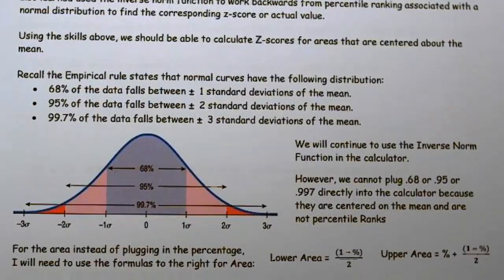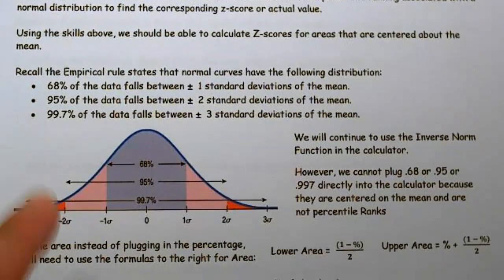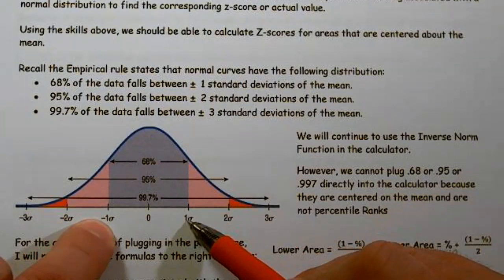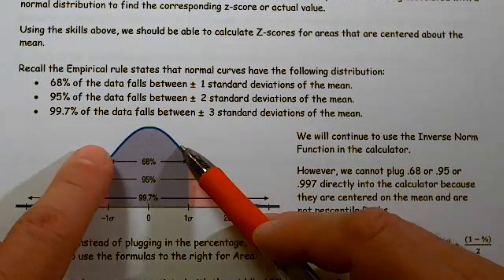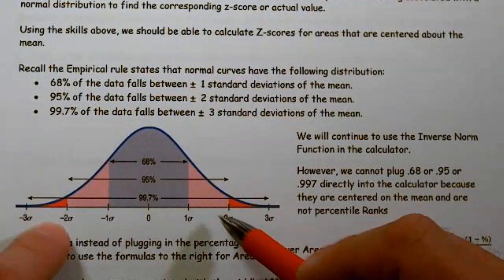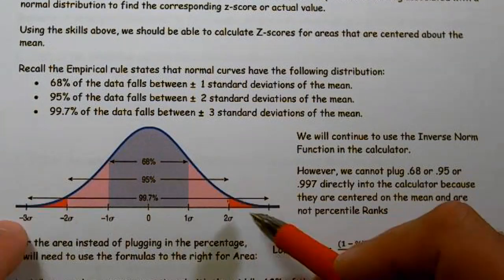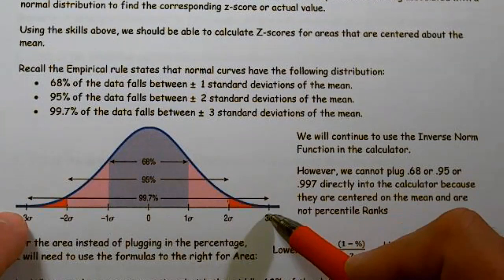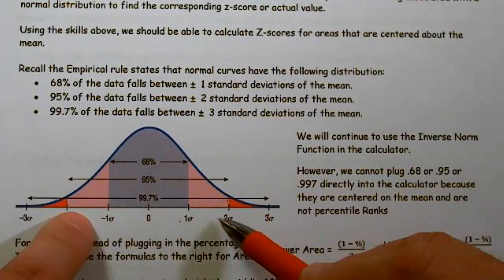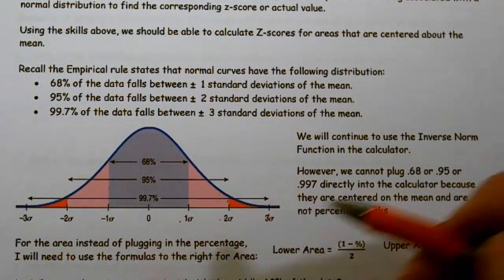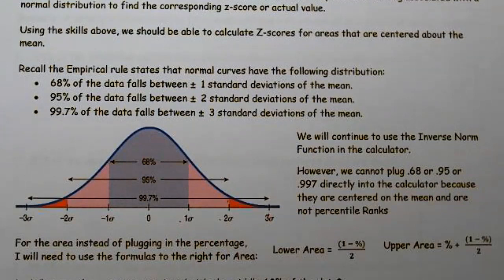And we know a little bit about that because in the empirical rule, it's centered about the mean. Plus or minus 1 standard deviation was centered on the mean. That's about 68% of the data. 95% is plus or minus 2 standard deviations, and this is plus or minus 3 standard deviations at 99.7%. So these were centered on the mean. So we didn't start at negative infinity, we didn't start at positive infinity. So consequently, how do we do that?